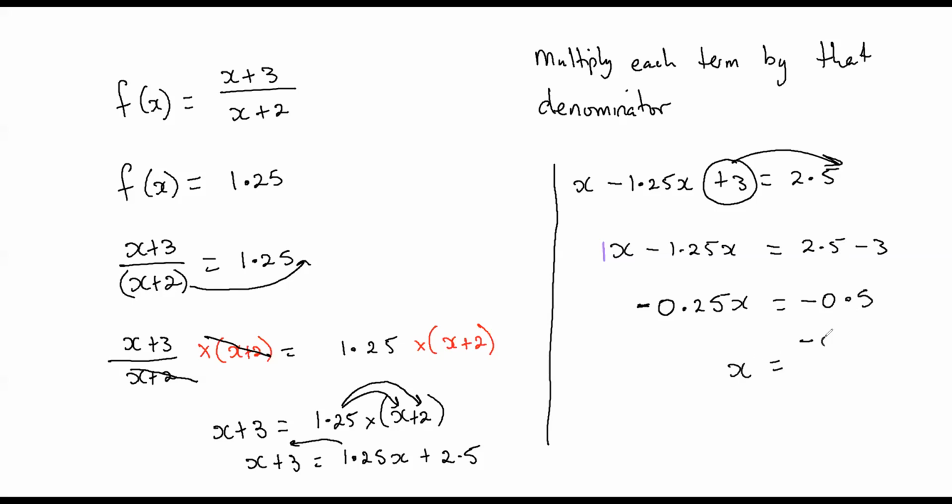So how much is x? x will be negative 0.5 over negative 0.25. You will have calculators if you need them, but you don't really need it for this. The minus signs cancel out each other, so it'll be 50 over 25, and when you cancel that out, you get x equal to 2.